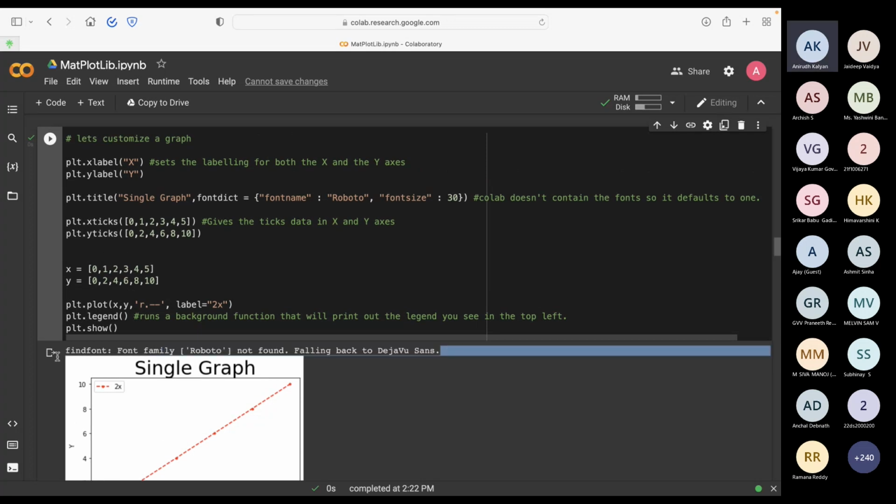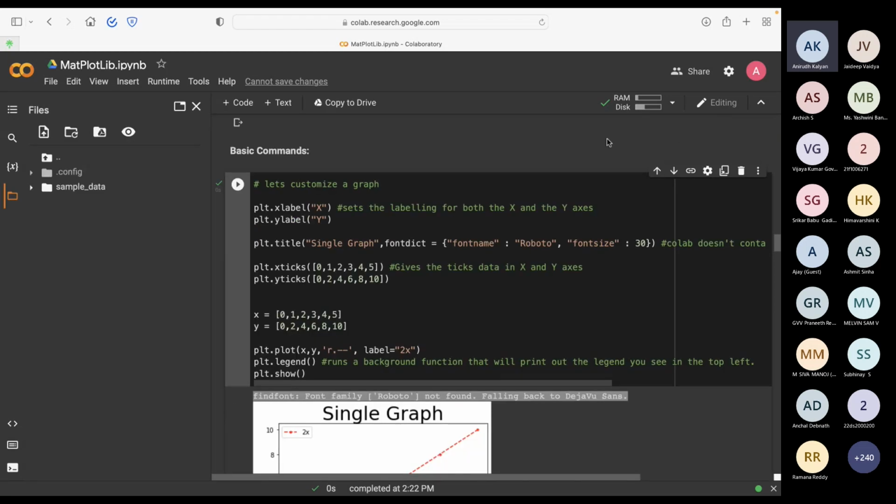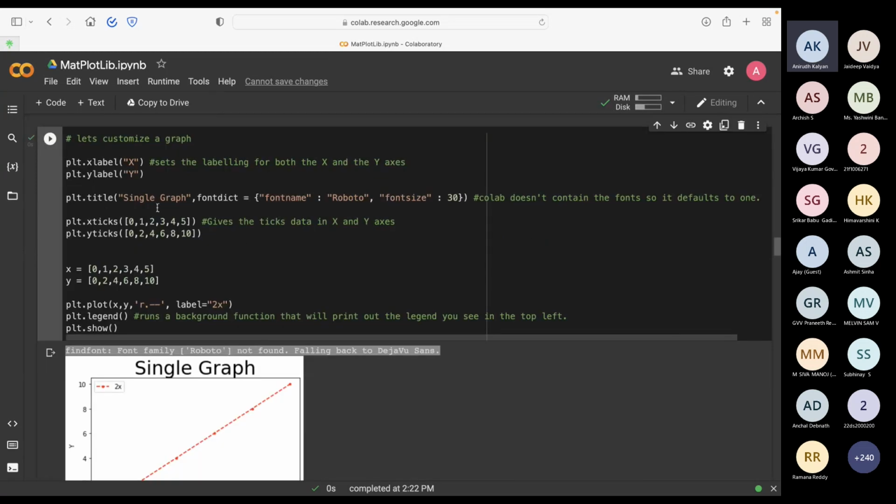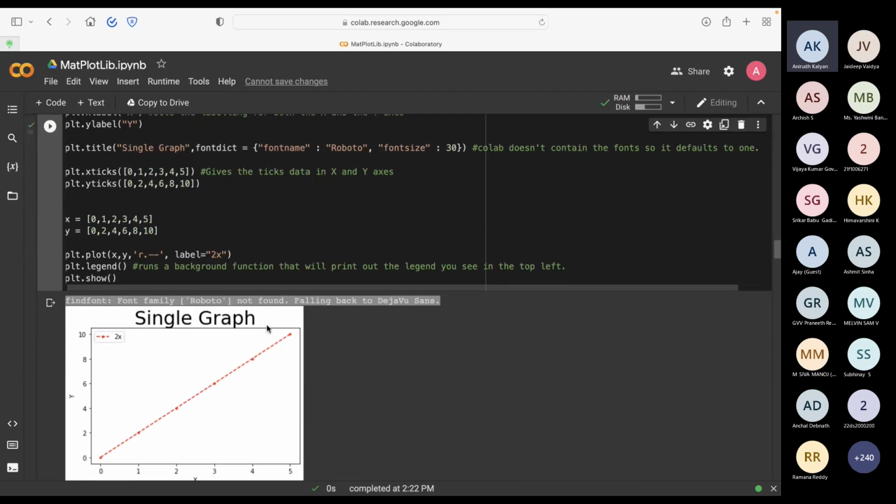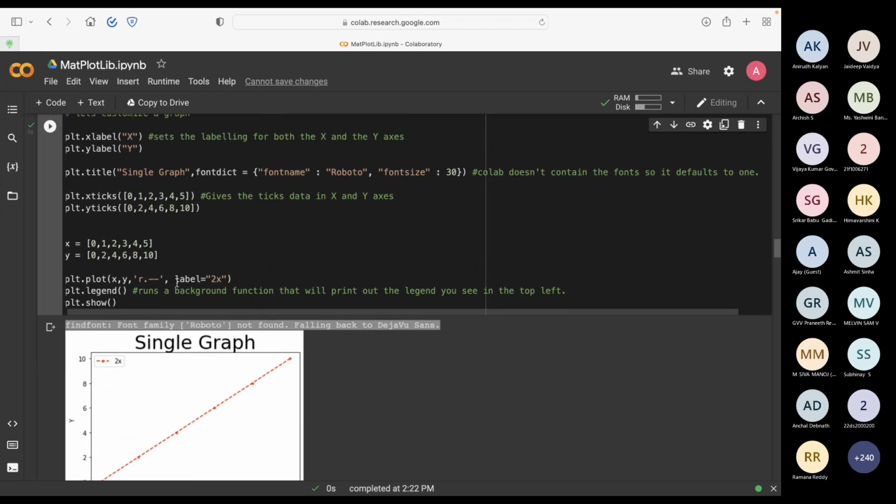And notice this is because in Colab, you'll have to upload every font by yourself. If you have worked with Colab before, you would know that you would need to upload everything one by one by yourself. So that is why you're seeing that this font family is not available.